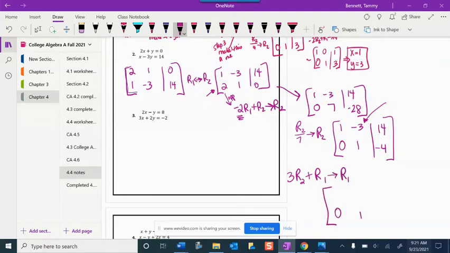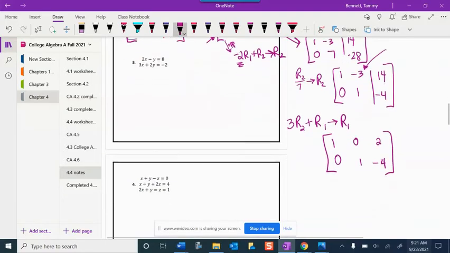So 0, 1, -4 is there. Then I take -3 times 0 is 0. 0 plus 1 is 1. Sorry, by 3. 1 times 3 is 3. 3 minus 3 is 0. 3 times -4 is -12 plus 14 is 2. Which means now I am done. I have a diagonal of 1, so x equals 2 and y equals -4.